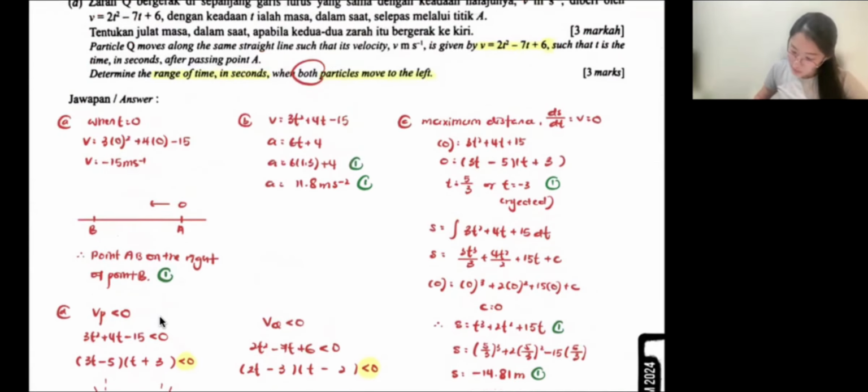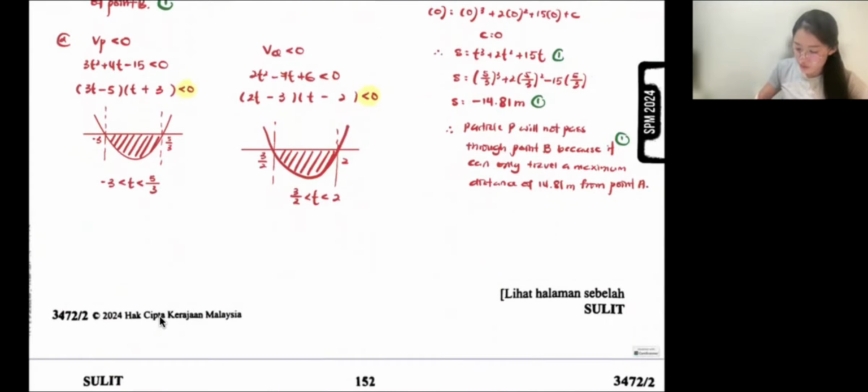Then both particles move to the left. So we have to draw a number line. We have to find a range that satisfies both inequalities. So in between negative 3 and 5 over 3. 5 over 3 is 1.6 something. So 5 over 3 is actually bigger than 3 over 2, and then 2 is the biggest. Maybe 3 over 2 you put here, and then 5 over 3 here.